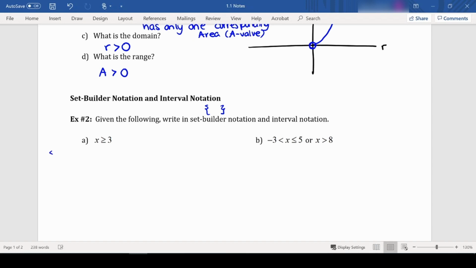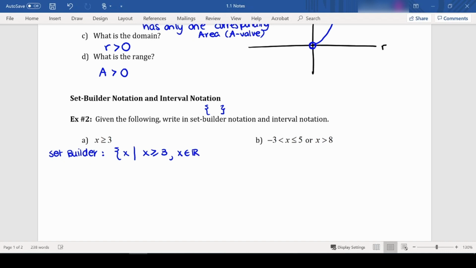Okay. So set builder notation, what you do is you open your curly bracket and then you declare which variable you're going to use. We're using the variable X here. So you're going to write an X and then you're going to write a line. This line is read as "such that." So this is saying we're opening a set of variables X such that X is greater than or equal to 3. And then afterwards, we're also going to say that X is all real numbers.